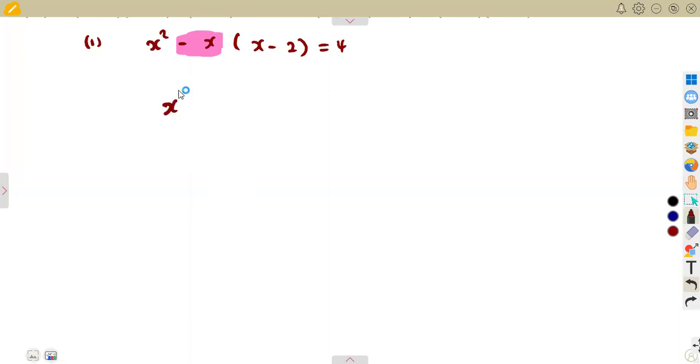So we are going to distribute everything by minus x to x, that will be minus x squared, minus x to this minus 2. So it's minus, that will be a positive 2x, which is equal to 4.